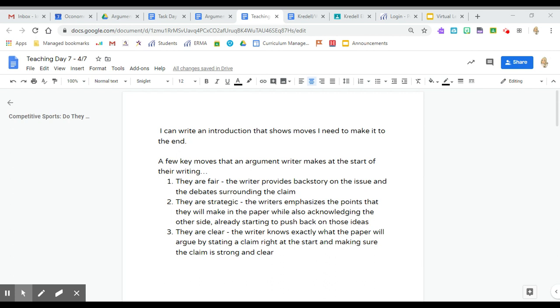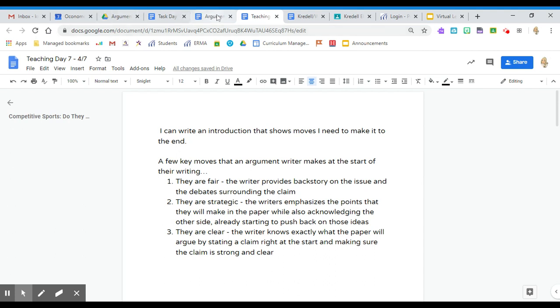That is our teaching point today. I can write an introduction that shows moves I need to make it to the end, right? So we've talked about this a lot, but this is the part that hooks your reader in. This is the part that makes your reader want to read your paper. So this is one of the most important parts of the paper, right? Because after I read this, I want to think, oh, I really want to know what's to come.